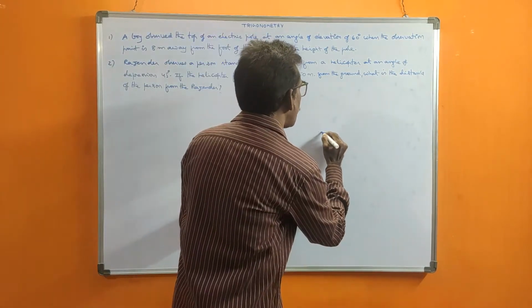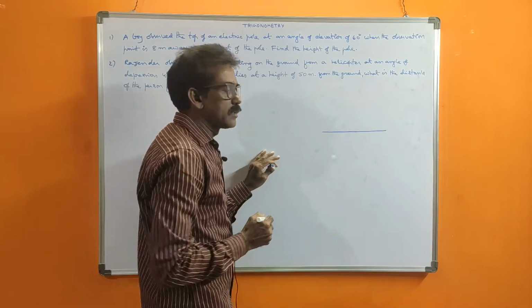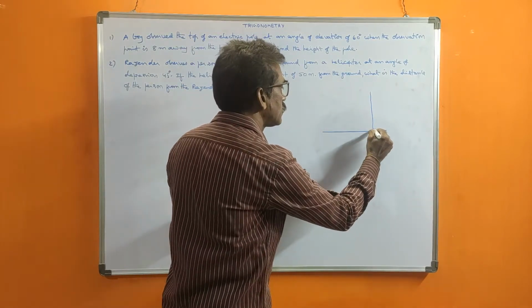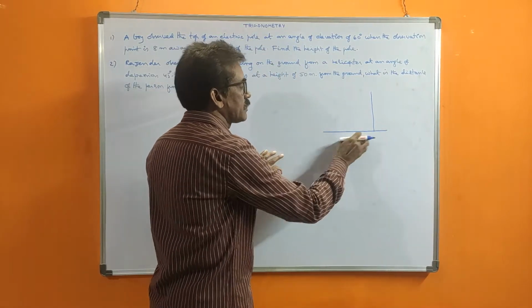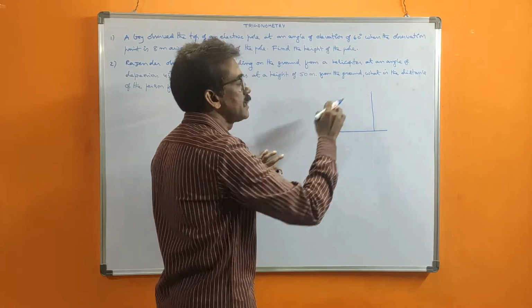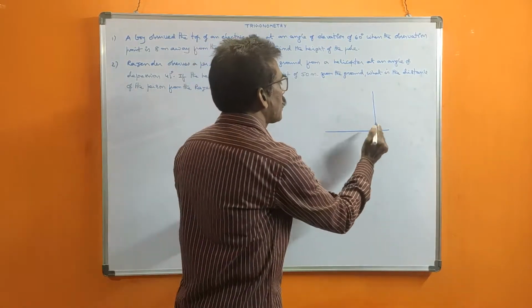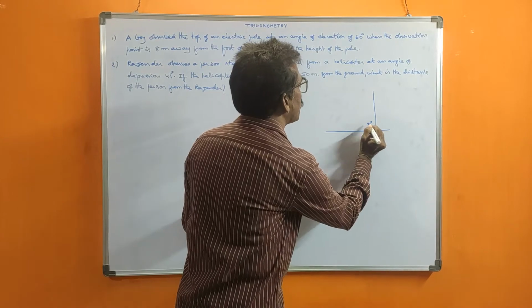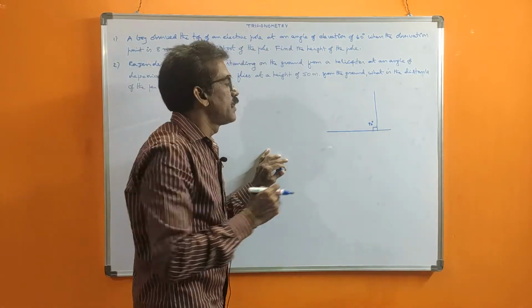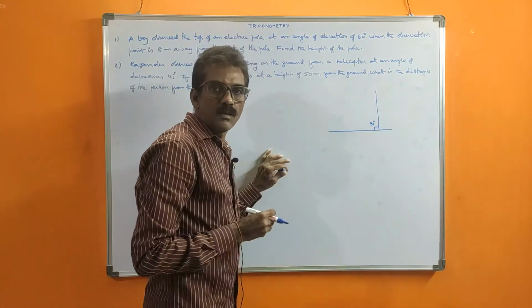Suppose first you draw a baseline, a horizontal line, and a vertical line. Any distances are on this horizontal line only, heights are on the vertical line only. These two are 90 degrees. We should imagine like that only. Then only we can find any slants; that is not possible otherwise.